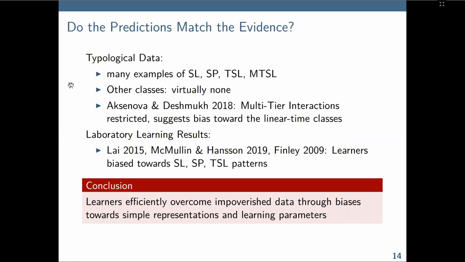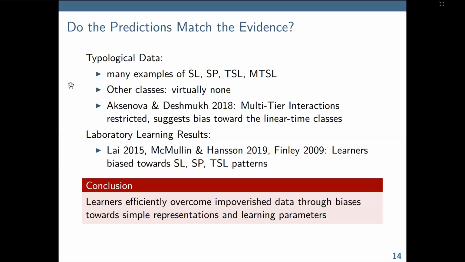Additionally, when we look at the multi-tier strictly local class, Aksionova and Deschmuk had shown that the interactions between the tiers, when you consider multiple tiers, are restricted. That means when you add items onto a tier, you can't just combine these tiers willy-nilly. They suggest that this is a learnability bias. And we're going to go even further and suggest that this is a bias towards the linear time classes. So if a learner is allowed to be MTSL, maybe it'll consider it, but it's only going to consider the first one, which tells us that it's really not inhabiting that class. It's really going to sit towards the linear time classes and maybe consider some others.